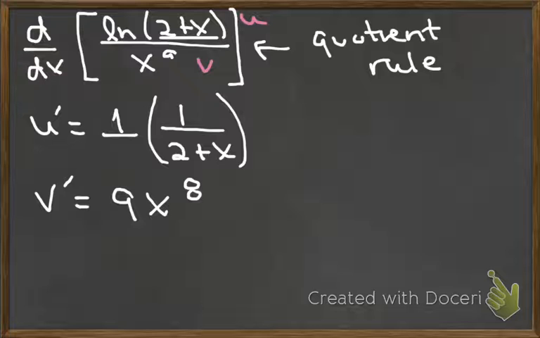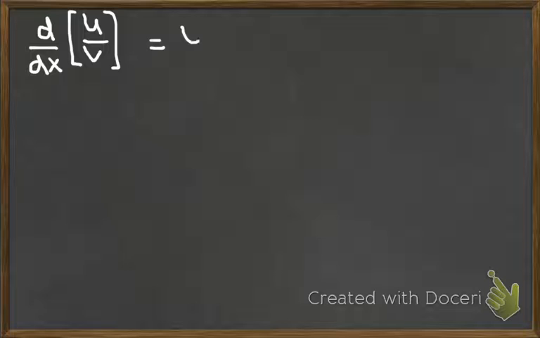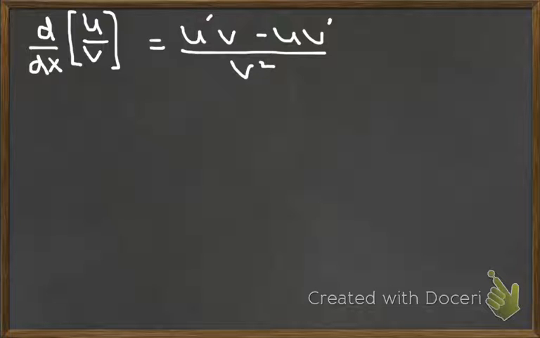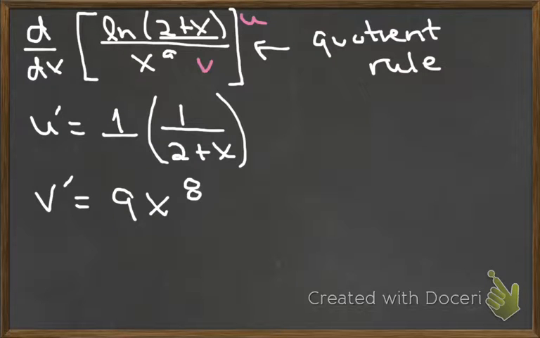Alright, so we'll come back to this in a minute, but remember our quotient rule: the derivative of u divided by v with respect to x is equal to u prime v minus u v prime, divided by v squared. So, just to remind myself, u is the natural log of 2 plus x, v is x to the ninth, u prime, I'm going to write that as just 1 over 2 plus x, and v prime is 9x to the 8th power.